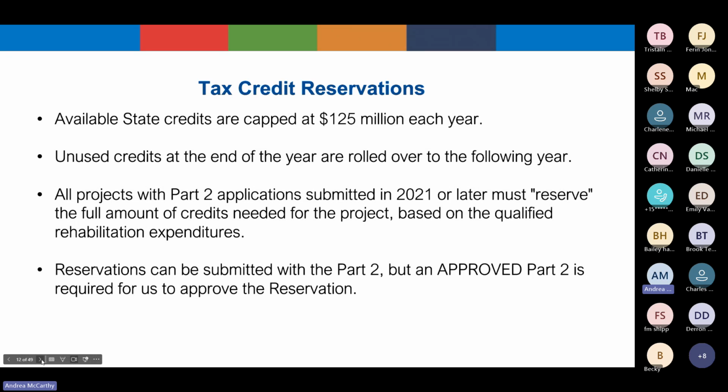Now we'll quickly review the tax credit reservations, which was established in 2021. Available state credits are capped at $125 million each year, which is why reservations are important. Part 2 fees received after 2021 or later will require an approved reservation. An approved Part 2 is required before we issue approved reservations.